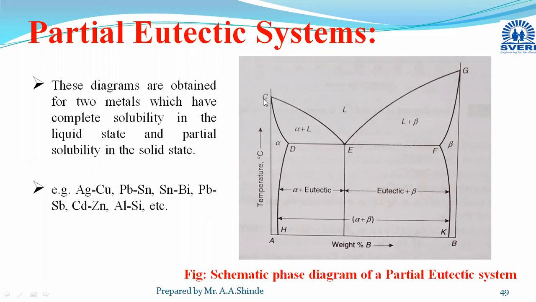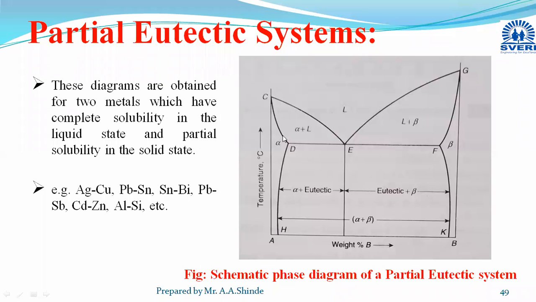Now this point C is the melting point of element A, and this point G is the melting point of element B. Then this line CEG is the liquidus line. Above this line, your metals or alloys will be in the liquid state only. CEG is the liquidus line, and above this line, your alloy will be in liquid state only.